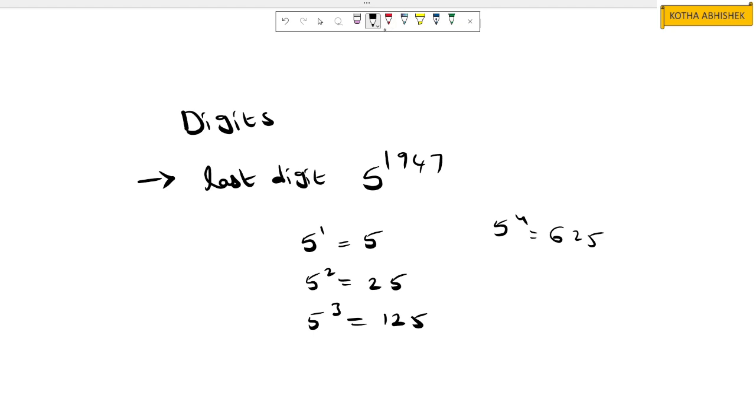Now from this he is speaking about only the last digit, right? So let us concentrate only on the last digit. What exactly the last digit is now here? Here last digit is 5, last digit 5, last digit 5, last digit 5. So it means 5 power n, any number ends with the last digit 5 only, for n belongs to natural numbers.